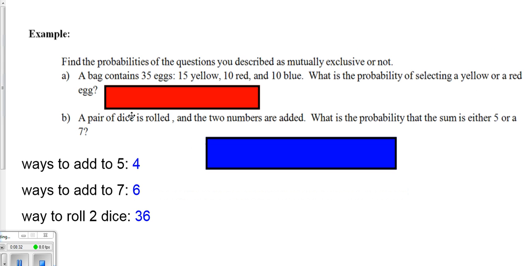So let's look at some examples of our own. We're going to look at all of those events that we described as either being mutually exclusive or not, and we're actually going to find those probabilities.